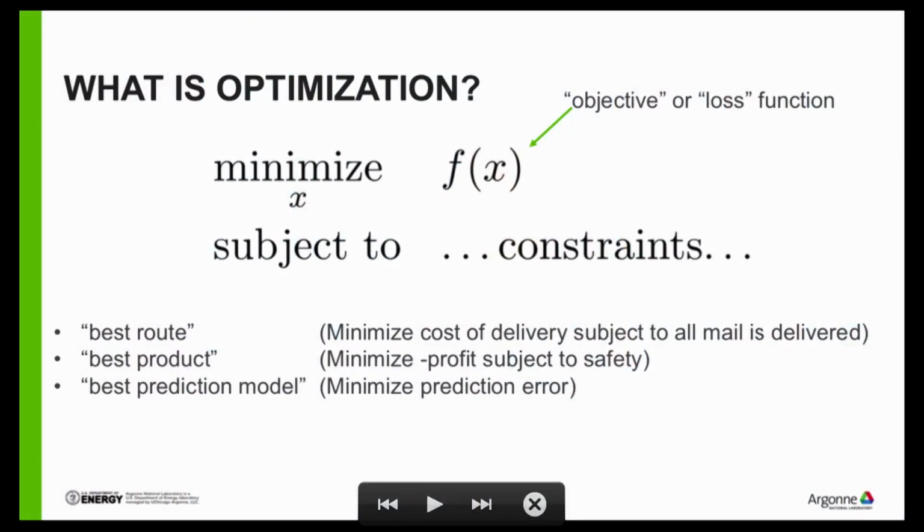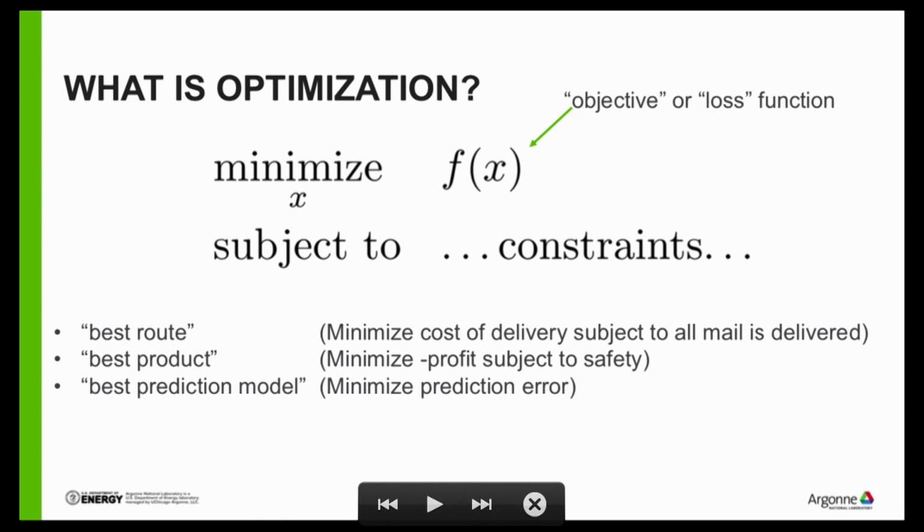So what do I mean by optimization? I mean we want to minimize some function f. X would be the part that we can control. In optimization, you would often call the function f the objective, but in machine learning, we might call it something like the loss. And you could have constraints. And whenever you're thinking about finding the best of something, that's probably an optimization problem. So for example, finding the best route, you could think of as minimize the cost of delivery subject to all of the mail gets delivered.